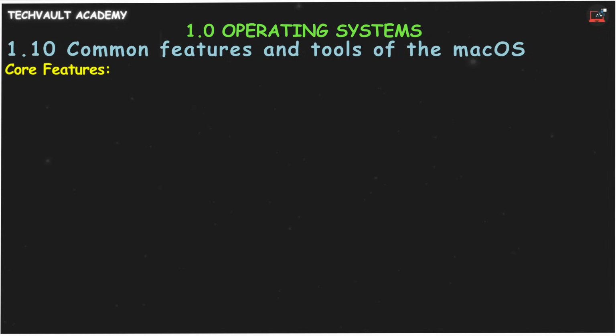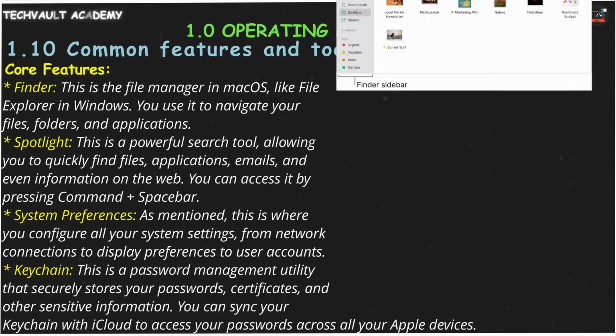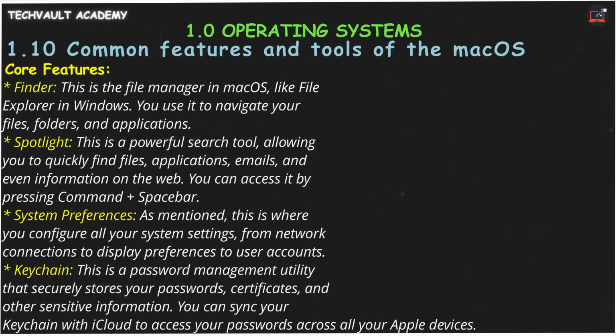Let's explore some core features. Finder. This is the file manager in macOS, like File Explorer in Windows. You use it to navigate your files, folders, and applications. Spotlight. This is a powerful search tool that allows you to quickly find files, applications, emails, and even information on the web. You can access it by pressing Command plus spacebar.